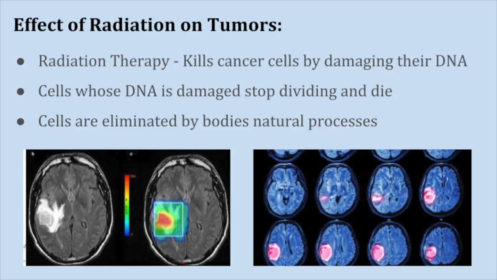Radiation therapy is a form of treatment for tumors. Radiation therapy uses high-energy radiation to shrink tumors and kill cancer cells. Radiation kills cancer cells by damaging their DNA. Cancer cells whose DNA is damaged beyond repair stop dividing and die. When the damaged cells die, they are broken down and eliminated by the body's natural processes.